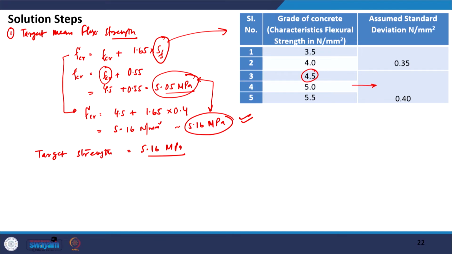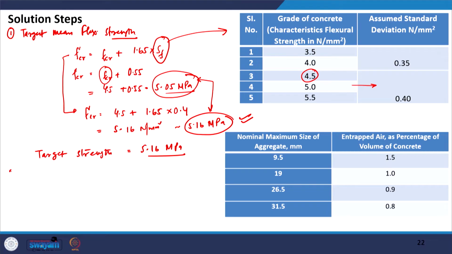Now, in the second step we have to note down the entrapped air content, and entrapped air content is a function of the nominal maximum aggregate size, which in our case is 31.5 mm. We will use it not now, but while we are doing the proportioning by volume. So, entrapped air is equal to 0.8% by volume of concrete. The standard volume of concrete which we take is 1 cubic meter for the mix design purpose.